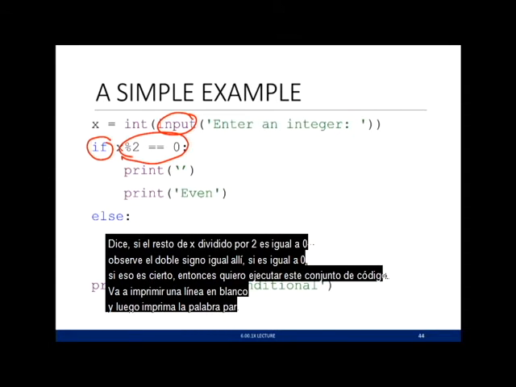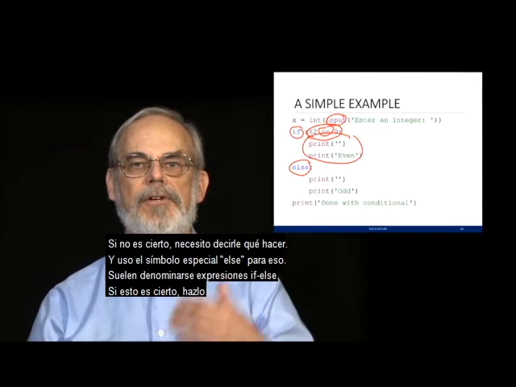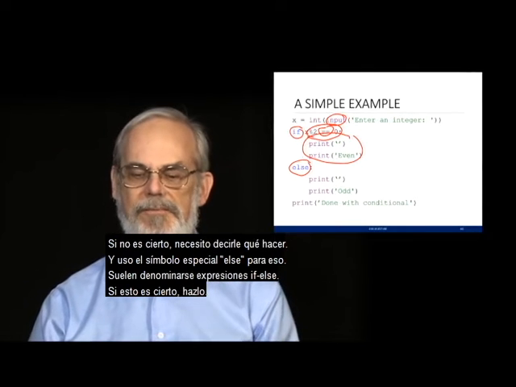It says if the remainder of x divided by 2 is equal to 0. Notice the double equal sign there. If it's equal to 0, if that is true, then I want to execute this set of code. It's going to print out a blank line and then print out the word even. If it's not true, I need to tell it what to do, and I use the special symbol else for that. These are often called if-else expressions.